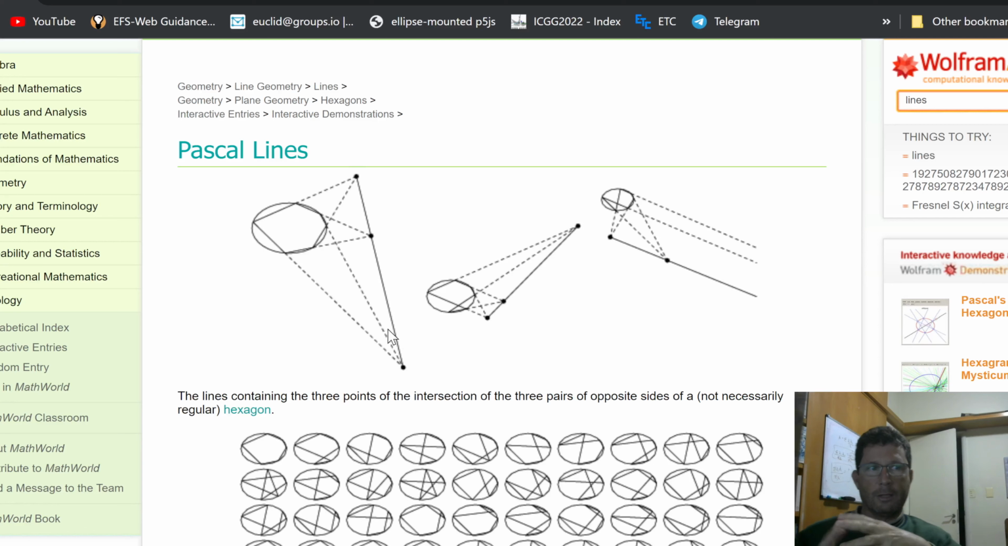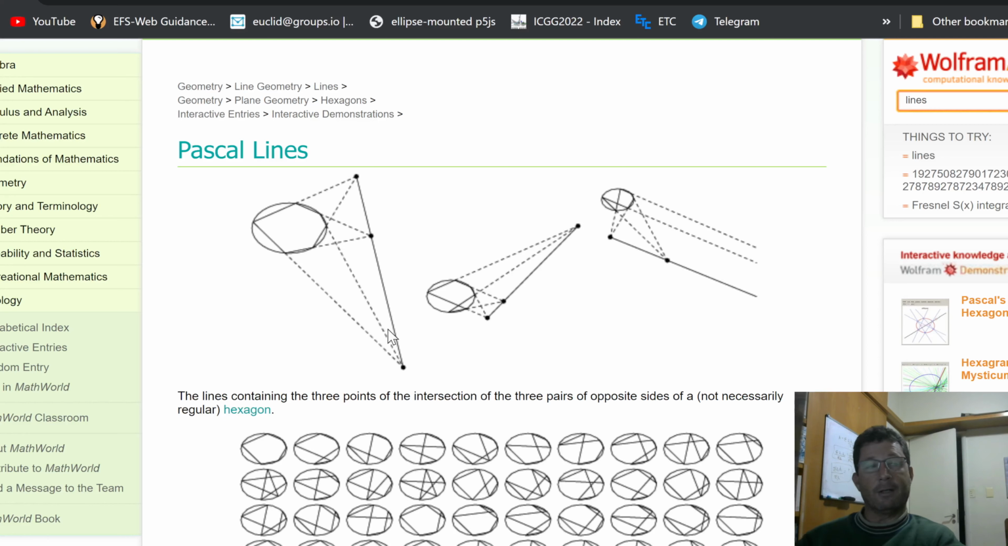Now, given 6 points, there's 6 factorial permutations of those points, but modulo circular rotation of these vertices. So 1, 2, 3, 4, 5, 6 is identical to the sequence 2, 3, 4, 5, 6, 1. I've done a rotation. And 1, 2, 3, 4, 5, 6 is also identical to 6, 5, 4, 3, 2, 1.